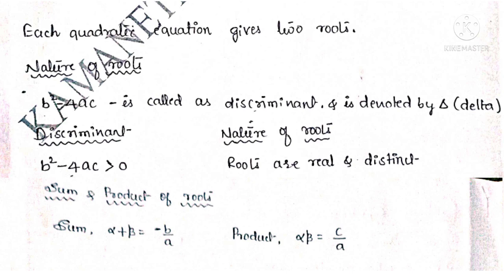Here the sum and product of the roots can be obtained without actually solving the given quadratic equation. The sum can be obtained by using the formula: sum is equal to minus b by a, and product is equal to c by a.